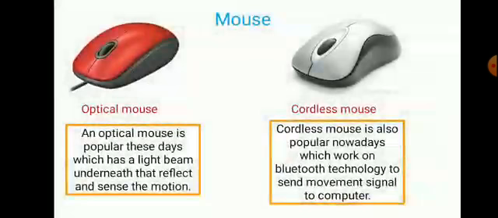Optical mouse. An optical mouse is popular these days, which has a light beam underneath that reflects and senses the motion. And cordless mouse. Cordless mouse is also popular nowadays, which works on Bluetooth technology to send movement signals to the computer.